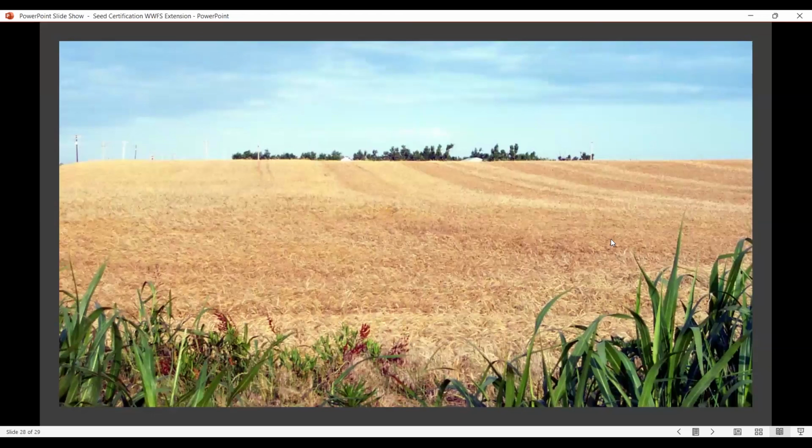This is another field in Oklahoma that we basically certified winter wheat down there, and the winter wheat was either white chaff or red chaff. This is a producer that had gone to the elevator and bought illegal seed, and this is what his field ended up looking like. It's a mixture of red and white chaff.